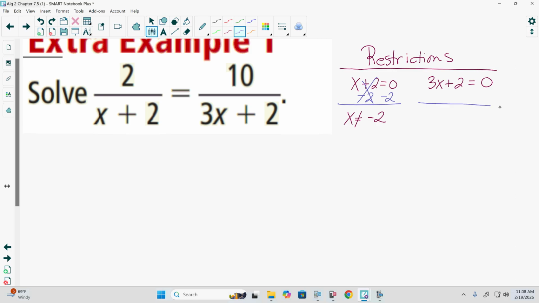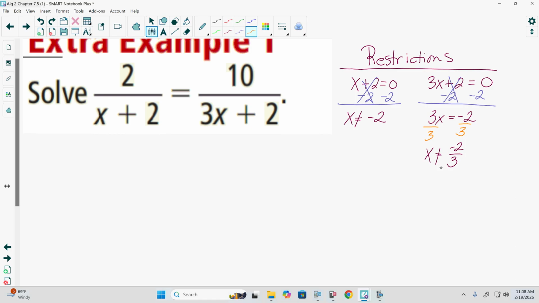With our 3x plus 2, we can subtract 2 from both sides. And our 3x plus 2 is going to become 3x. 0 minus 2 is -2. Still need to get x by itself, so we would divide both sides by 3, telling us that if x is equal to -2/3, we'd have a division of 0. That does not work.